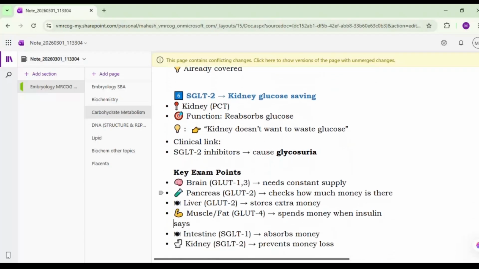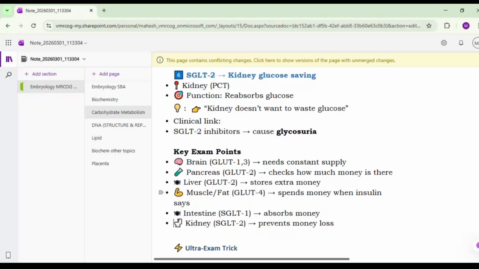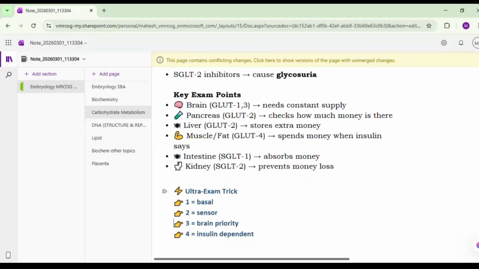Now from the examination point of view, remember, for the brain you have GLUT1 and GLUT3 that need a constant supply. Then GLUT2 is present in the pancreas and the liver. In the pancreas, it will check how much glucose, that is how much money, is there. Liver will store the extra money. Then muscles and fat will spend the money when there is insulin, so it will act on the instructions of the insulin. In the intestine, it will absorb the money, and in the kidney, SGLT2 is present, it will prevent the money loss.